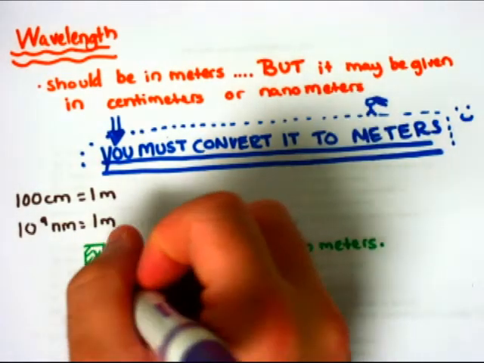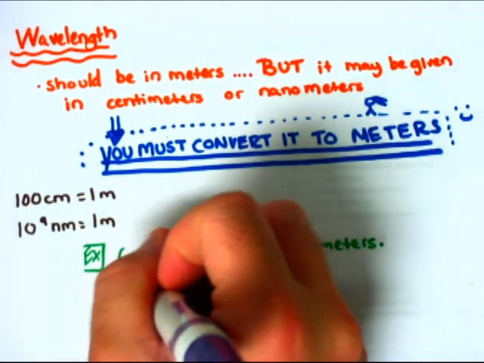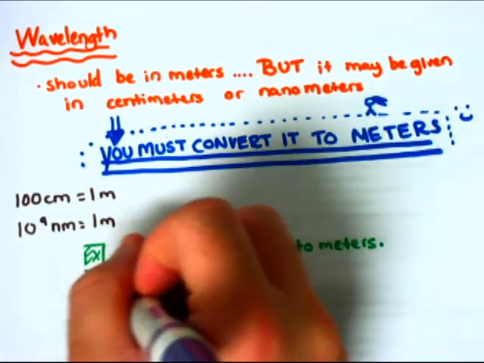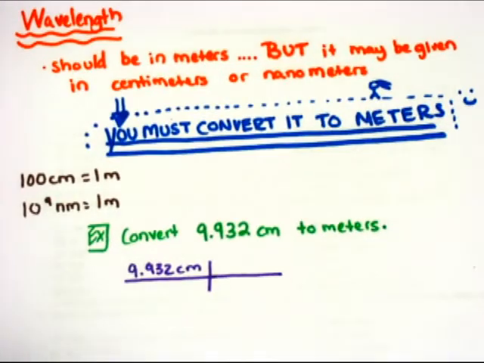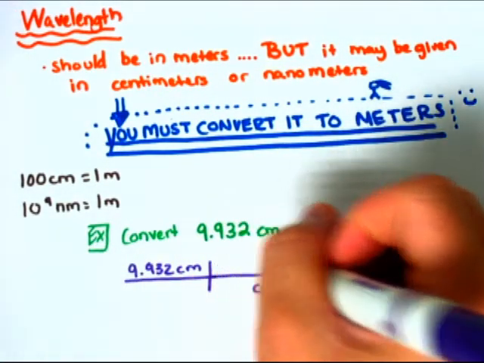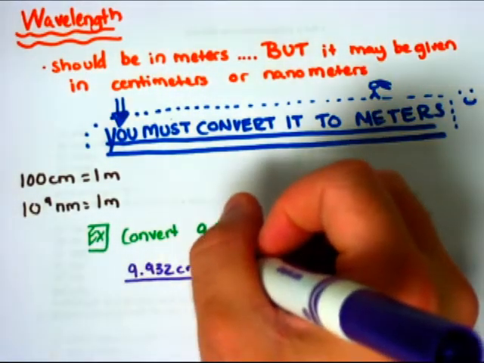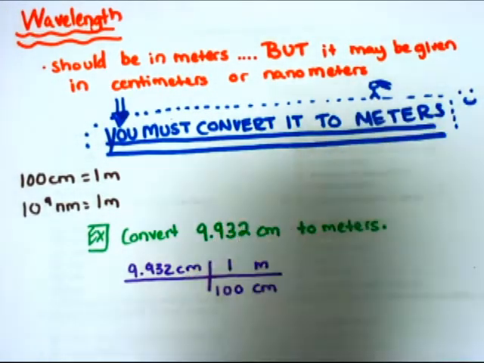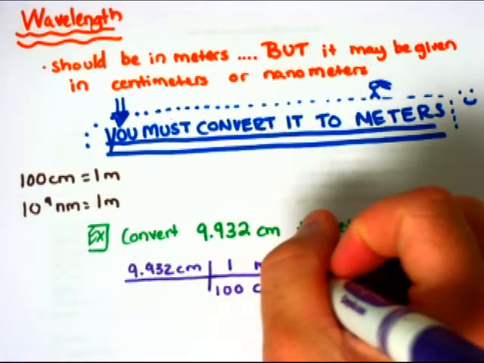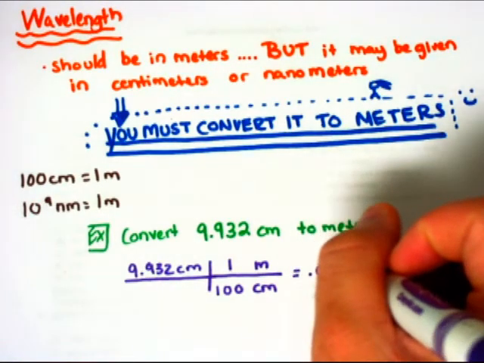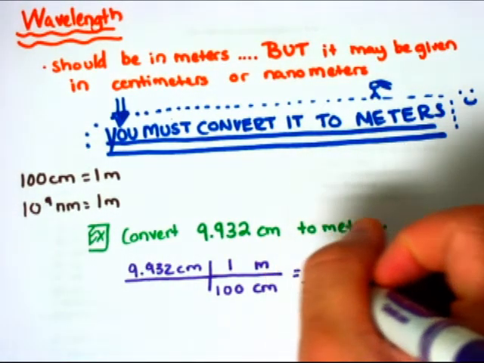Okay, so we put the 9.932 in our top left box. What unit has to go on bottom here? Very good, you remembered. What unit has to go on top? Very good. And there's 1 meter for every 100 centimeters. Remember, what do we do now? Multiply the top 2, 9.932 times 1. Then divide by the bottom, which is just 100. 0.09932 meters.